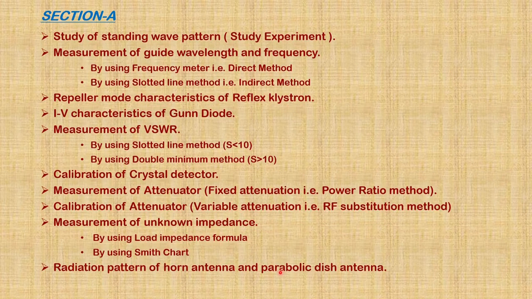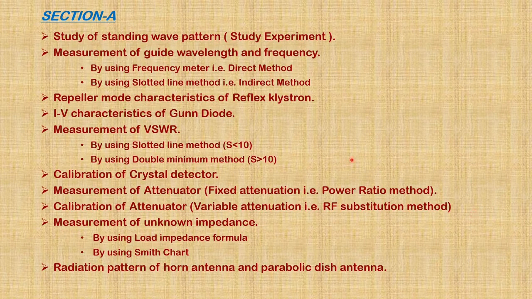Next experiment is radiation pattern of horn antenna and parabolic dish antenna. This is the last experiment in Section A. In previous experiments, we transmitted the signal through a closed waveguide, that is from source to destination. But in this experiment, Tx and Rx are separated by some distance d, with air as the dielectric or transmission medium.